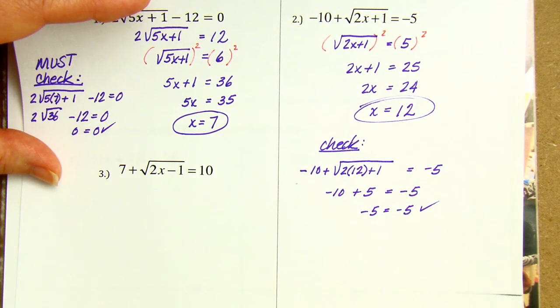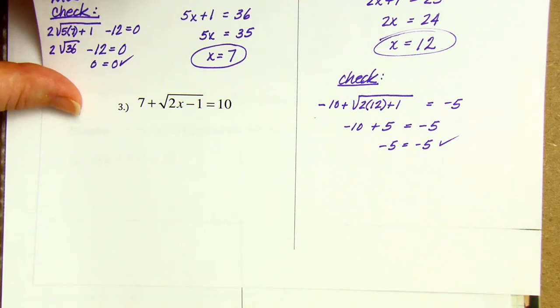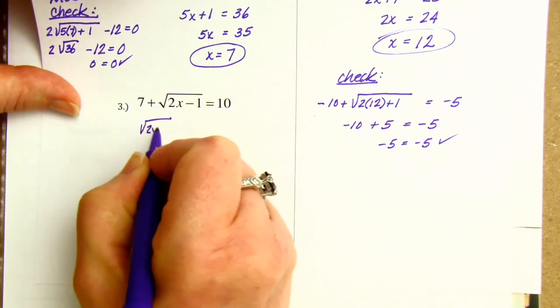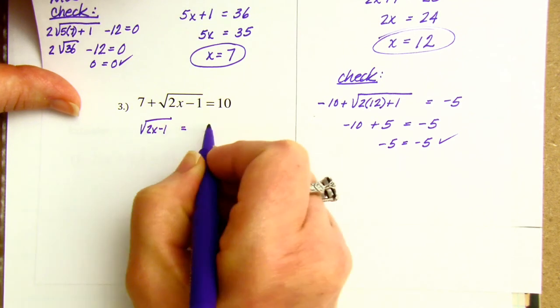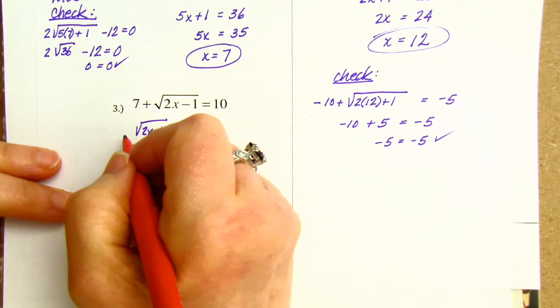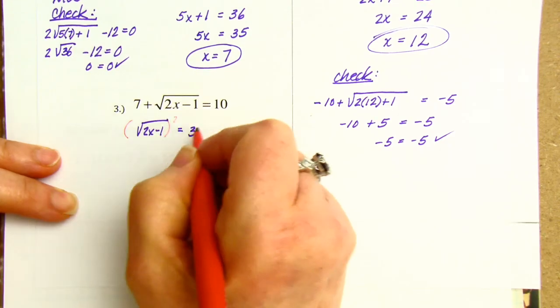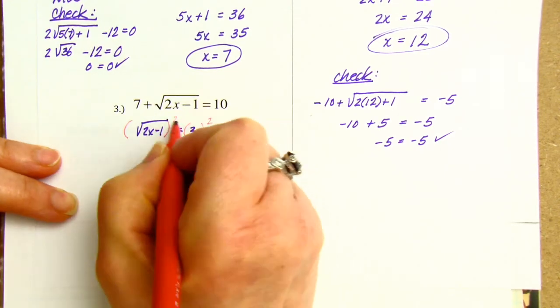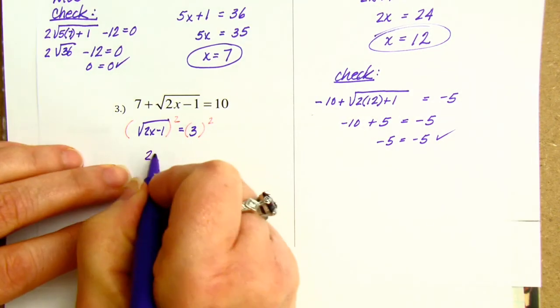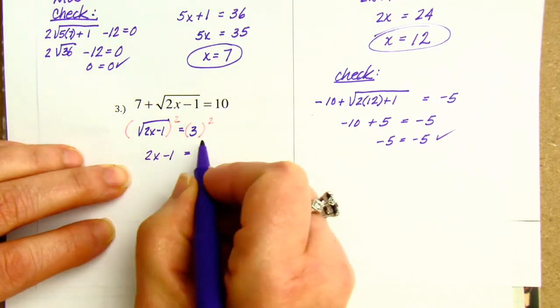All right, let's do example 3 together. It should be quick. I'm going to subtract 7. I get the square root of 2x minus 1 equals 3. I'm going to now square both sides to get rid of the radical. The left side is 2x minus 1. The right side is 3 squared, which is 9.